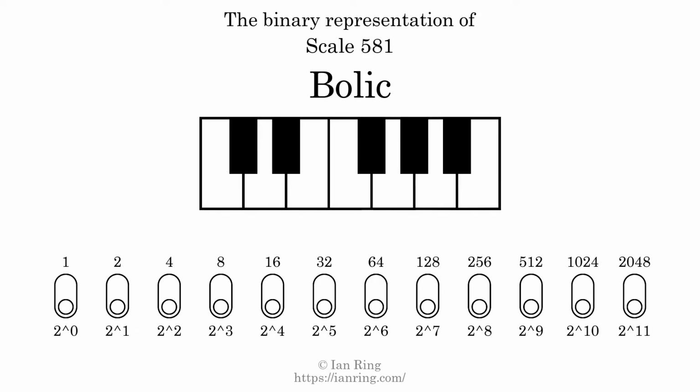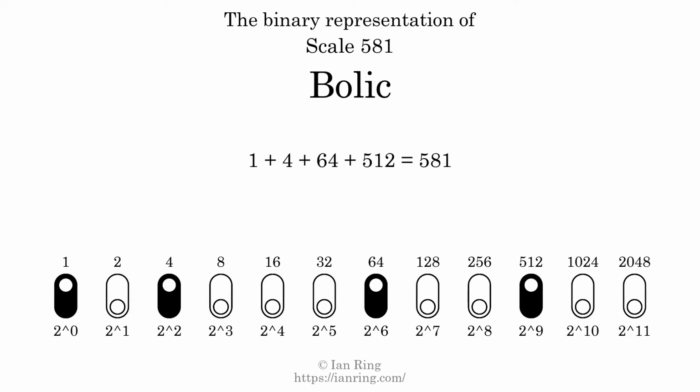The binary representation of this scale is determined by mapping tones of the scale to binary digits. Each binary digit represents a power of 2. To get the scale number, we add the powers of 2 together. The powers of 2 that are present in the scale, all added together, equals 581. That is why the scale number, in decimal, is 581.